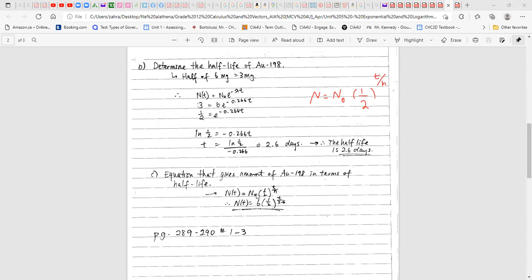Now, the equation that gives the amount in terms of the half-life. This is the general equation that I have for half-life. N0 is 6, t over h. I know half-life, again, is the amount of time that it takes for a material to decay to half of the original. We got that time in the previous step, which is 2.6. So it is t divided by 2.6. This is going to be the equation of the half-life.